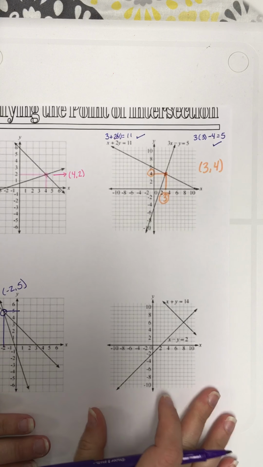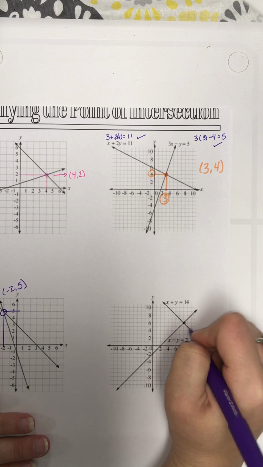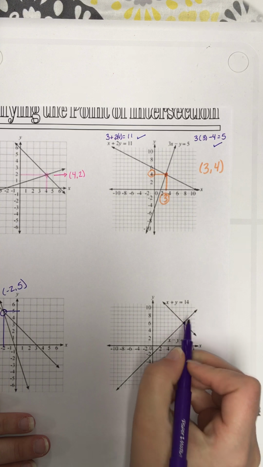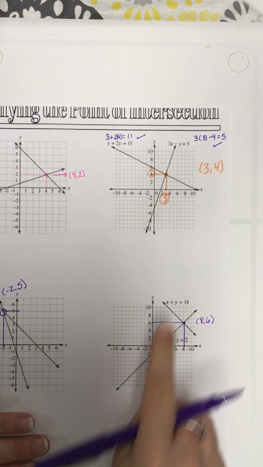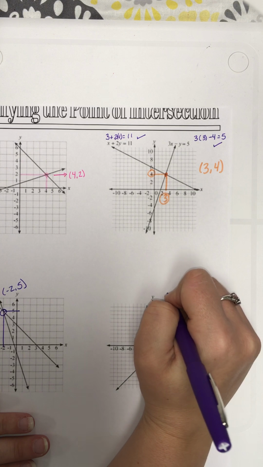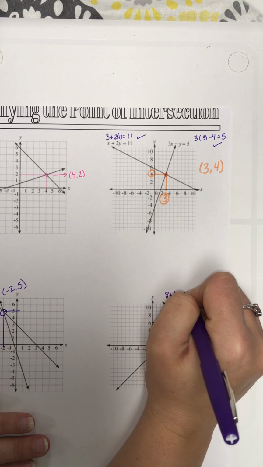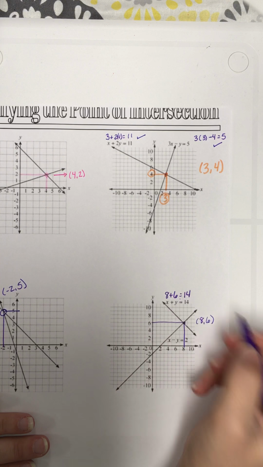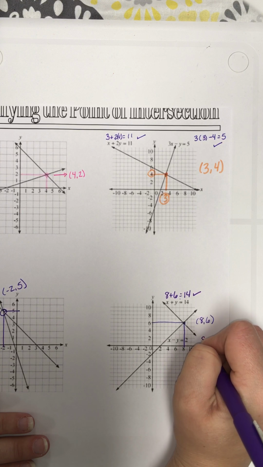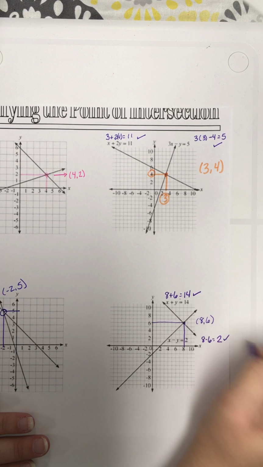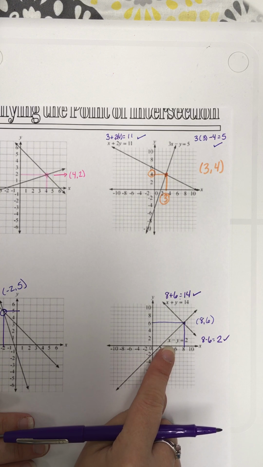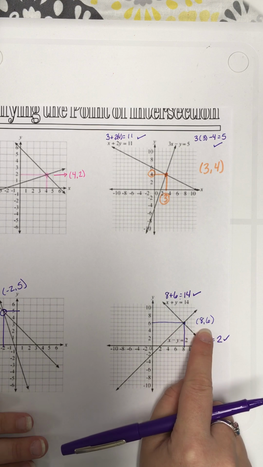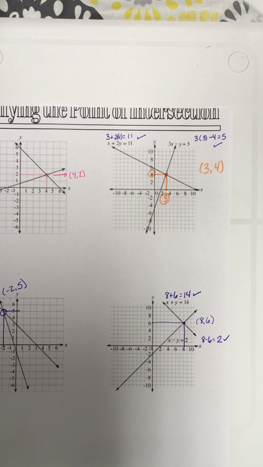And on this last one on this page, we've got 8 and 6, and x always goes first, so 8, 6. Again, let's verify in our equations. 8 plus 6 should equal 14. 8 plus 6 is 14. And 8 minus 6 should equal 2, and it does. And so that's where these equations would be equal to each other, is right here at 8, 6, where x was 8 and y was 6, they would be equal.